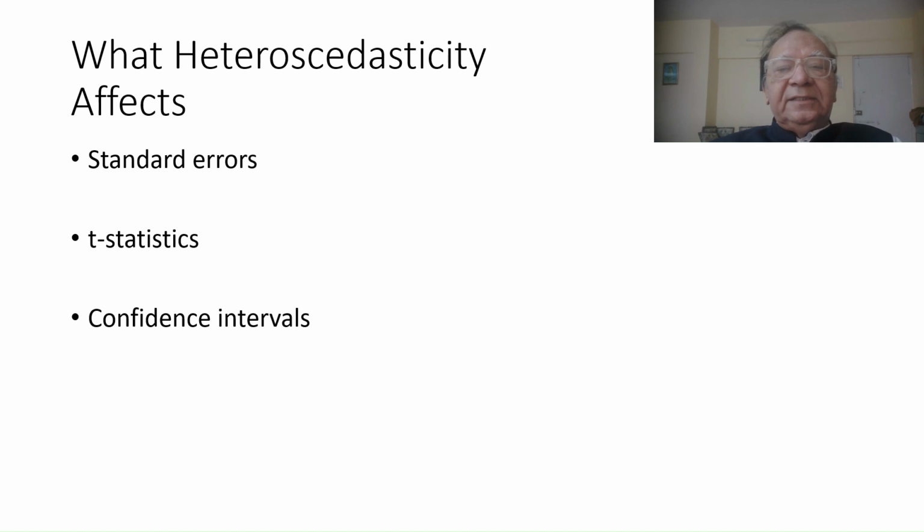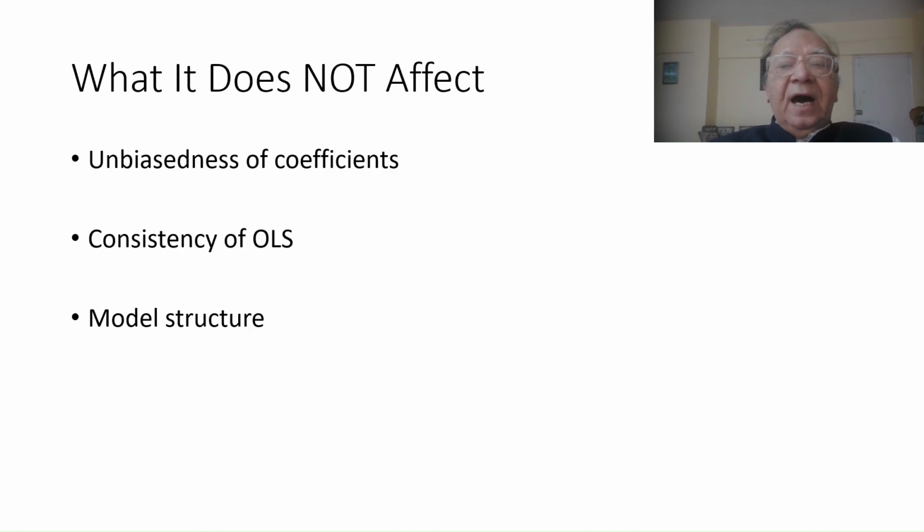What it really affects. Heteroscedasticity affects the estimated variability of coefficients, leading to incorrect t statistics and confidence intervals if ignored. It does not affect the unbiasedness of coefficients or the overall structure of the model.